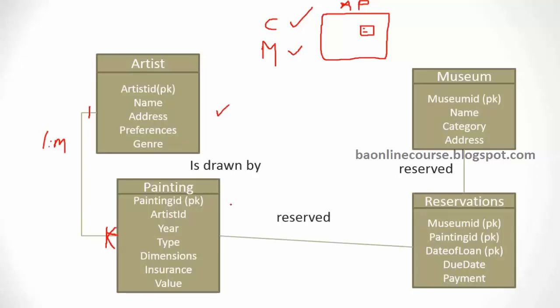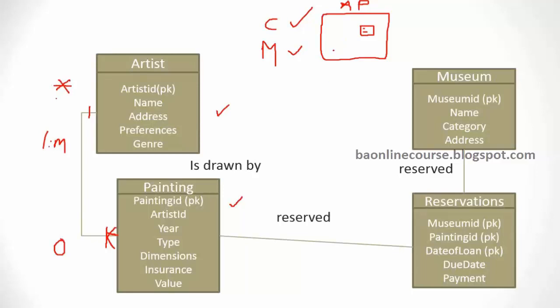A painting cannot exist without an artist, and there could even be an artist without a painting also. What you do is ask this question: can there be a painting without an artist? If yes, then you would put it as optional here. But in most cases it's not the case. So a painting cannot exist without an artist. Since that is coming out very clearly, this is mandatory.